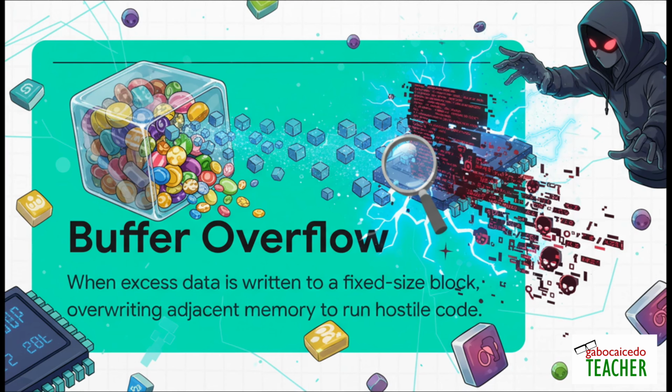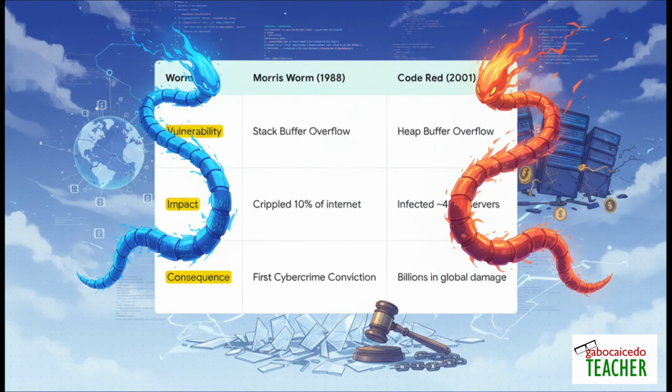They deliberately send way too much data to that box, but they're not just trying to make a mess. No, they are strategically overflowing it to overwrite the memory in the box next door with their own malicious code, hijacking the entire program. And this one single flaw, man, it has been absolutely devastating. Back in 1988, the Morris worm used a buffer overflow to bring about 10% of the entire internet to its knees. Then, more than a decade later, the Code Red worm used a very similar trick to infect almost 500,000 servers, causing billions and billions of dollars in damage worldwide. It's the same fundamental mistake exploited over and over again with catastrophic results.